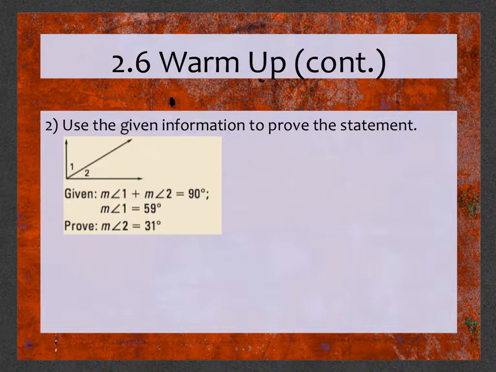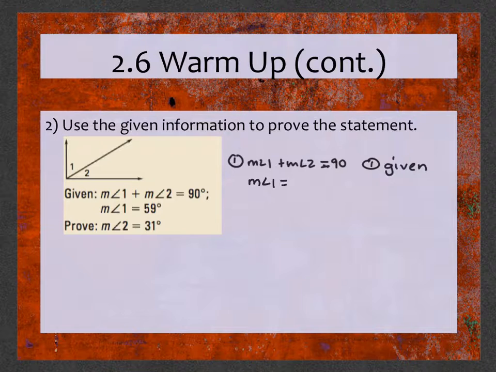So let's start with what we're given. We are given that the measure of angle 1 plus the measure of angle 2 equals 90 degrees. So I'm going to make that statement first. 1. Measure angle 1 plus measure angle 2 equals 90 degrees. 1, given. What else is given?